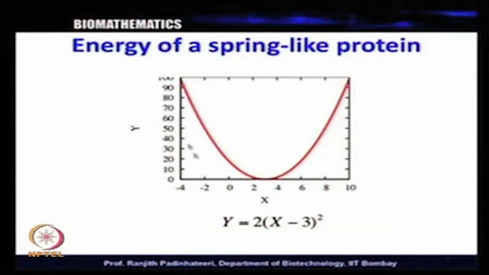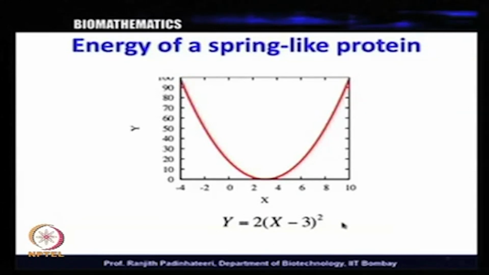So, what we have plotted here is the energy of a spring like protein, and as we said, the expression we plotted here is the spring constant is 4 actually. So, k by 2 is 2, and x minus x 0 is 3. So, let us say 3 nanometer is the length of this protein when you apply no force, and you can stretch or compress this protein, and the energy needed for this is x minus 3 whole square times 2, where 2 is the half of the spring constant.